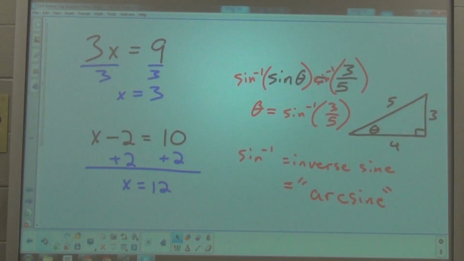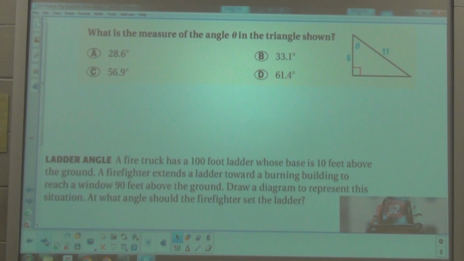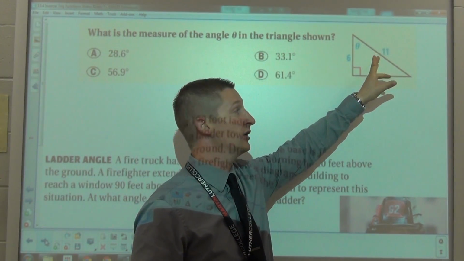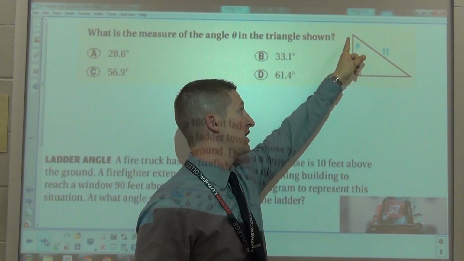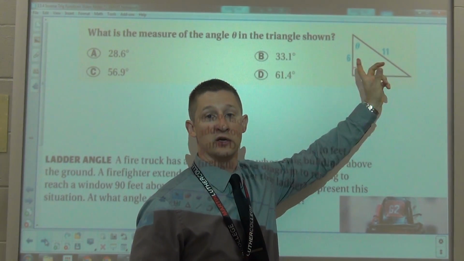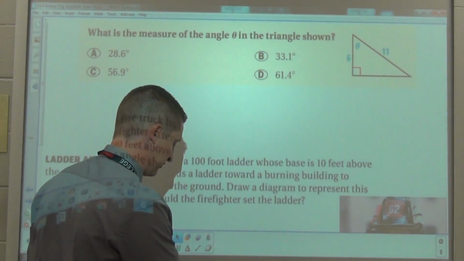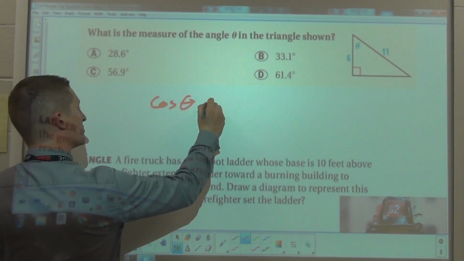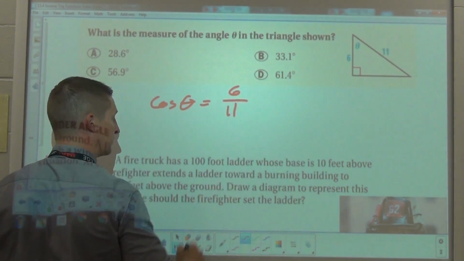So as we keep going, a couple more problems. A little multiple choice. What's the measure of the angle theta in the triangle that's shown to us? Well, what sides do I need for this angle? What sides do I know? Compared to that angle, I know the adjacent side and the hypotenuse. Adjacent and hypotenuse, those go together in cosine. So my initial equation says that the cosine of theta is equal to 6 over 11.